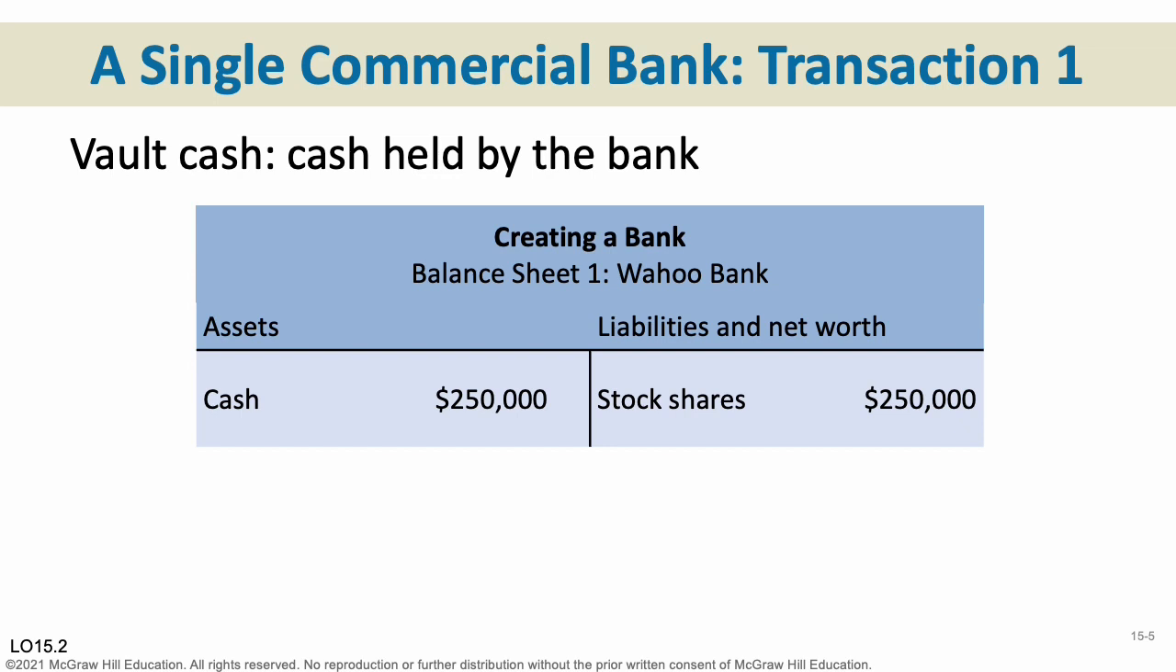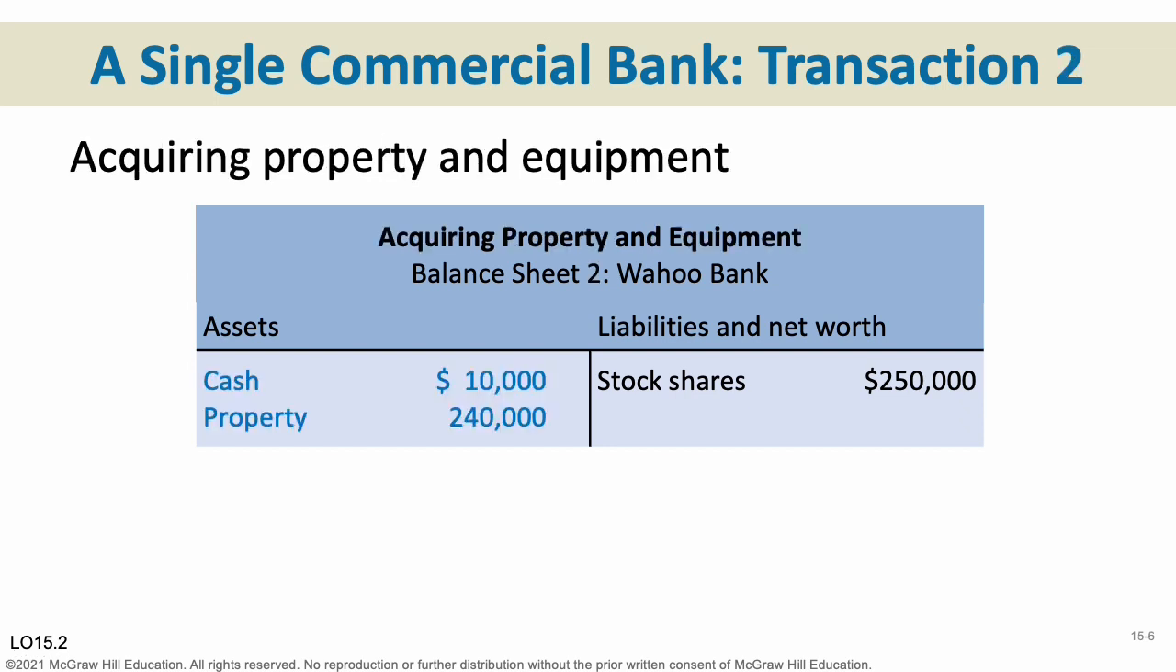So transaction one, this would be creating a bank. So in terms of creating a bank, they organize this as a corporation, and they sell $250,000 worth of shares to investors. They take the money they get from their investors, and now they have cash. So assets and liabilities and net worth match right here, and now they sold stock, got cash, and now they can operate a bank.